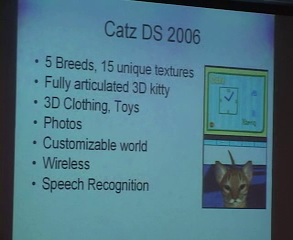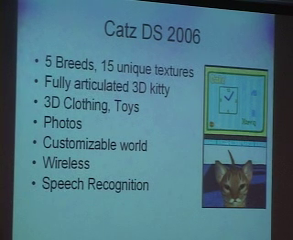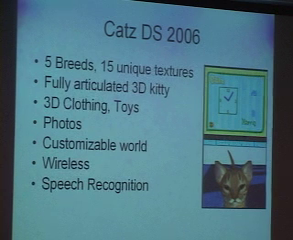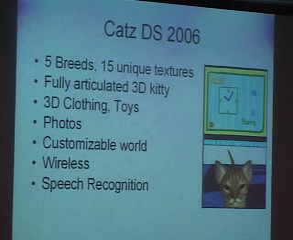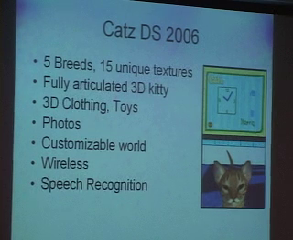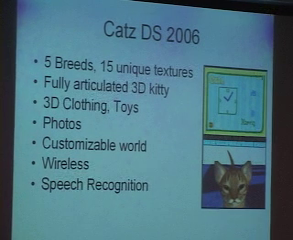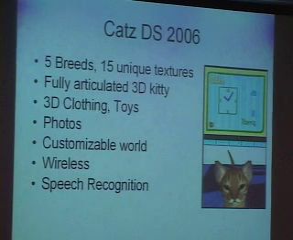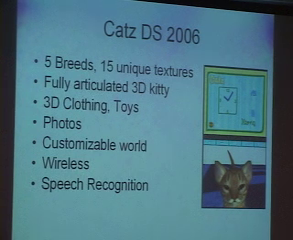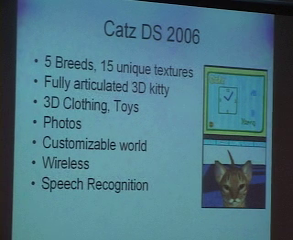So we built 5 breeds. I think I gave this description at the last speech, but the DS is ROM-based, it's very small, so you can only store a certain amount of information on there. Our game was 64 megabits. Everything in the game had to fit within 8 megs.